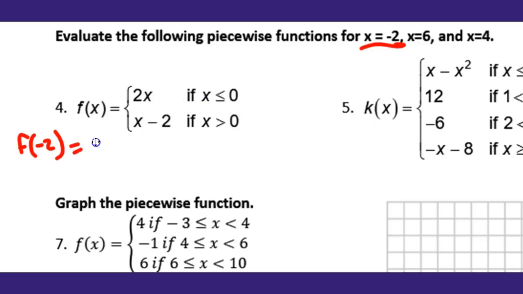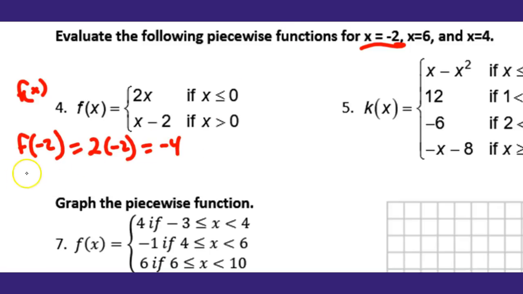So what I do is I plug in my x value, because again, this is x. You remember f of x, well, that's x inside the parentheses, so that's my x. So I plug it in. In doing so, I get -4. So f of -2 equals -4.